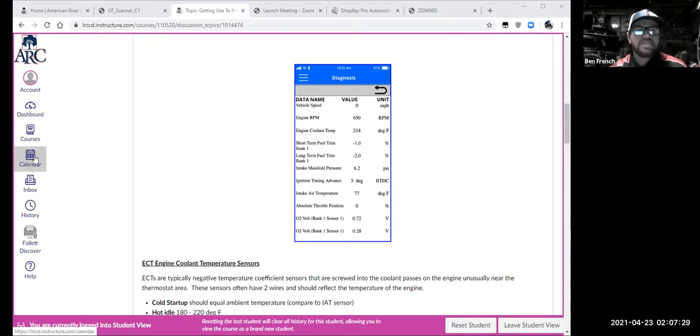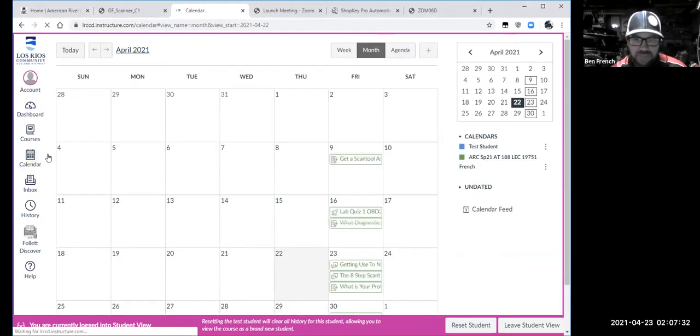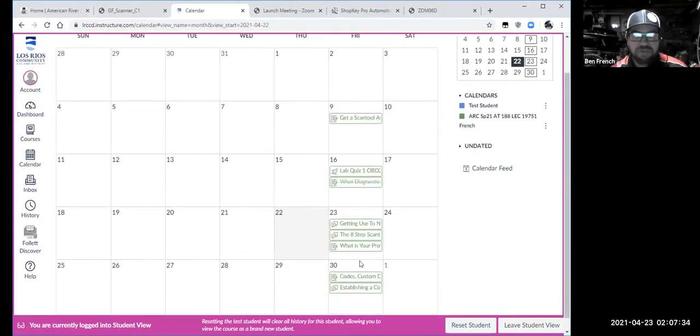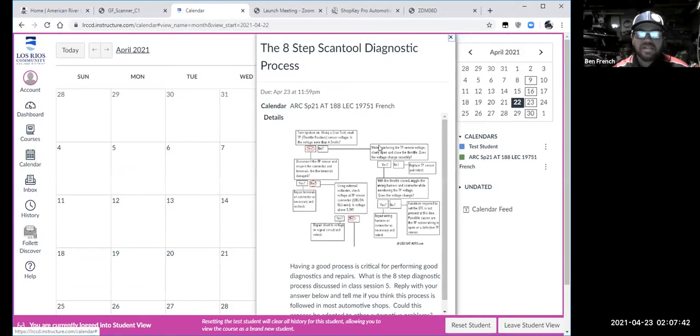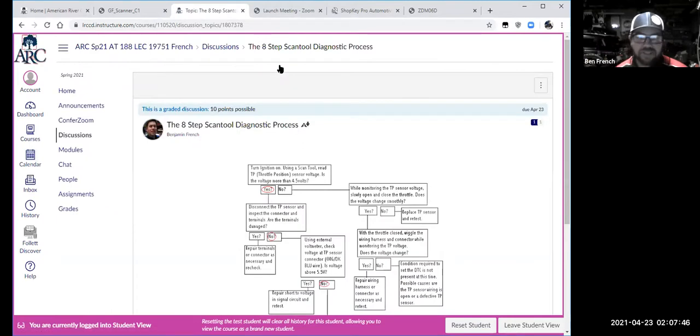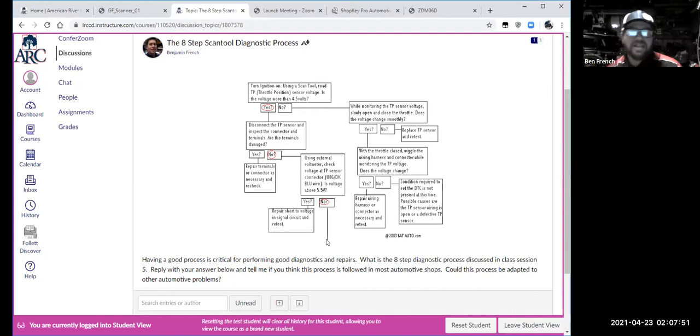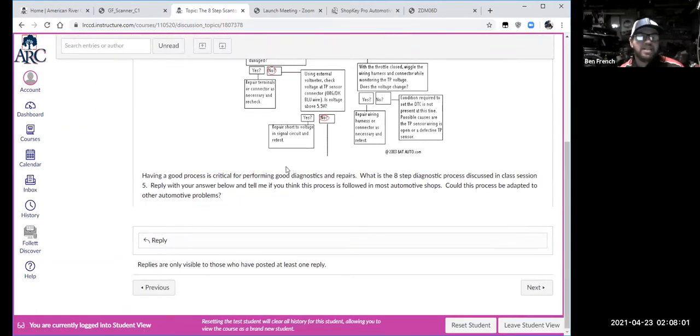So if I go back to our course calendar, the new things that we have for this week are the 8-step diagnostic process. In fact, we have talked about this quite a bit. I put up a little flow chart here showing a factory diagnostic process. But anyways, what's that 8-step diagnostic process? We talked about it in class session 5. In fact, we're going to talk about it tonight.